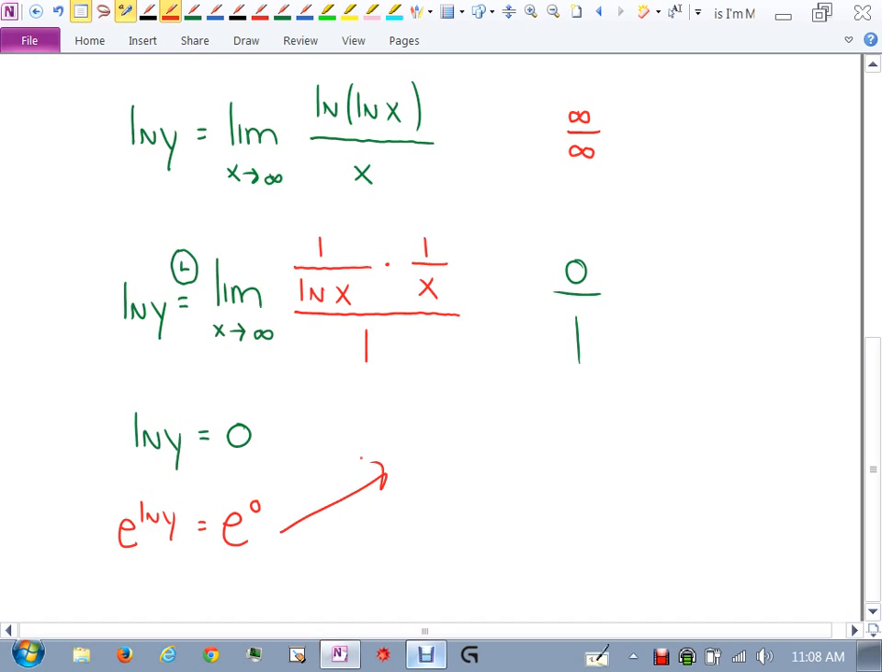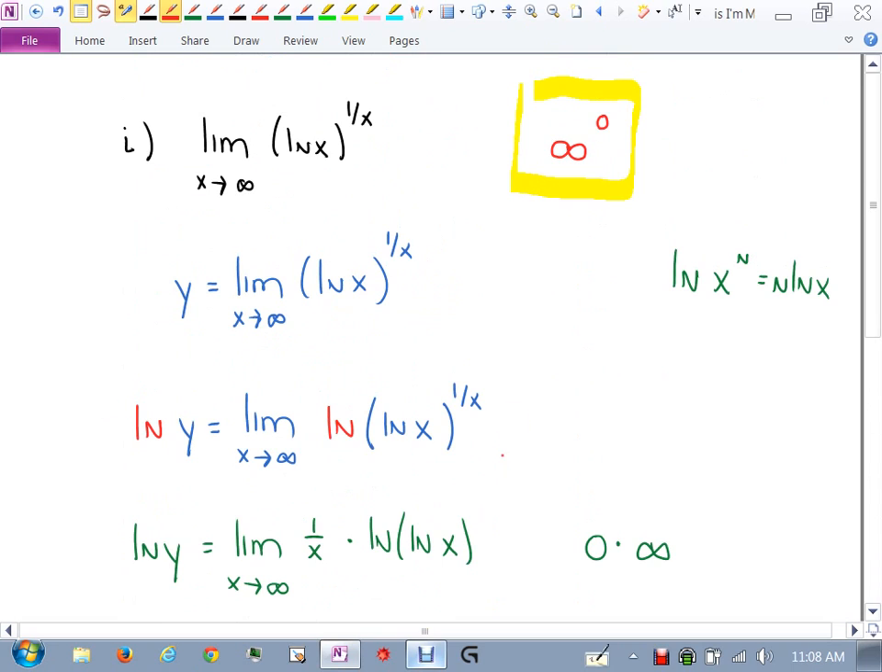But what does this turn into? y equals e to the 0. What's e to the 0? 1. Anything to the 0 is 1. So our answer all the way back up here was 1. Did you get it? You think so? Okay.